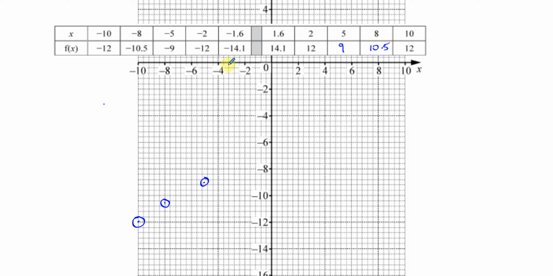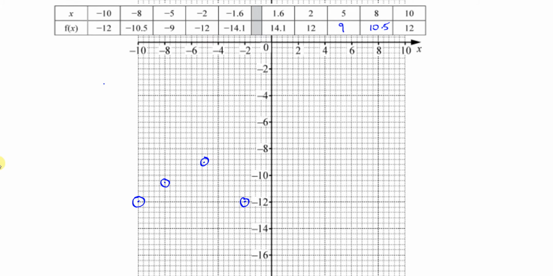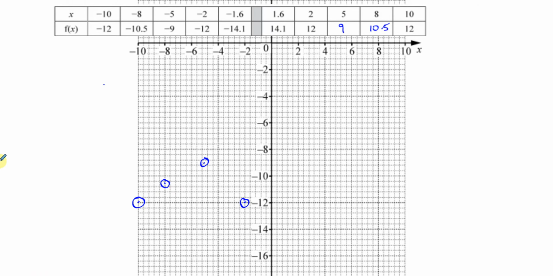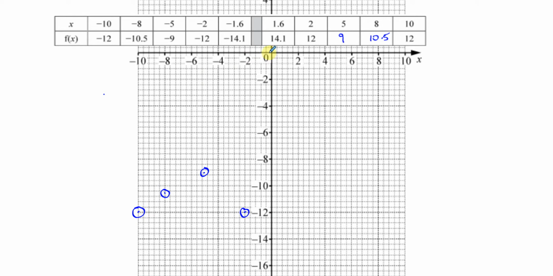Then you've got minus 2 and minus 12. That looks like a kind of easy one to do. Yes, minus 2, minus 12 exactly at this point here. And then minus 1.6 and minus 14.1. Okay, this is minus 1.6. Each is 0.4, so it's going to be just along this line here. And minus 14.1, well, that's minus 14, and that's minus 14.4. So it's closer to minus 14, just below it. So something like that would be okay.